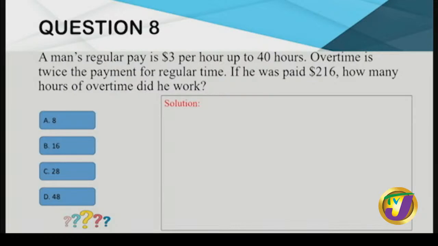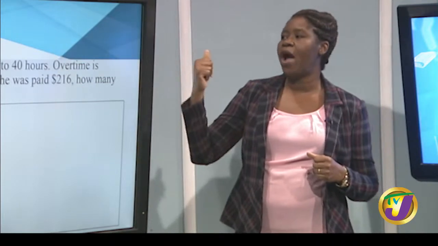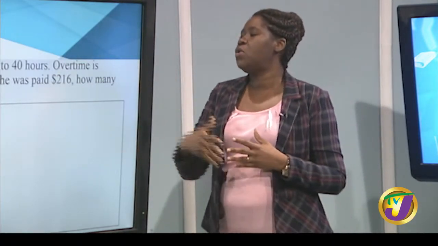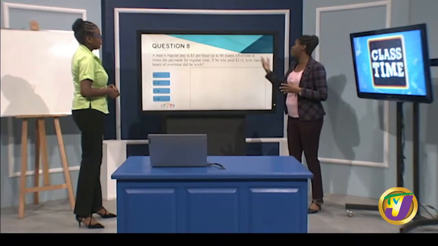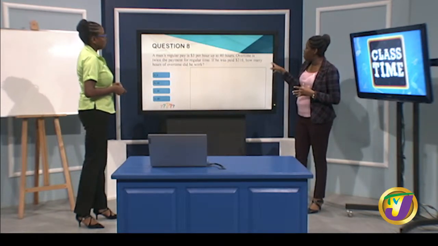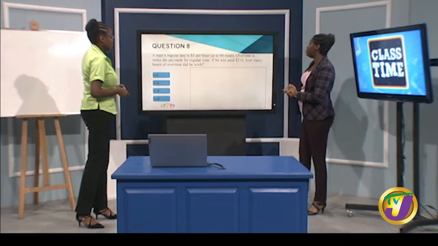So overtime is hours extra, more than the 40 hours. And usually this is where you make more money, because overtime, in this situation, you're being paid twice the payment of the regular rate. Sometimes you can be paid 1.5. It depends on the company. So twice the payment would be 2 times $3. So we know that for every hour after 40 hours, we'd be getting $6 per hour.